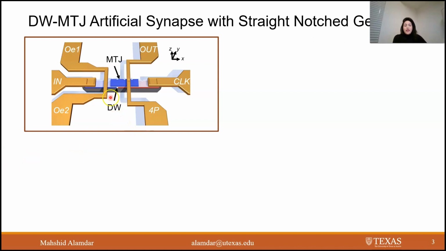As you see in this picture, the heavy metal ferromagnet oxide three-layer stack is patterned into a domain-wall track with a single long rectangular MTJ centered on top of the track. 5 lithographic notches are used to set the domain wall at specific positions along the magnetic domain wall track. The in and clock terminals are used to set the domain wall, drive the domain wall back and forth using spin orbit torque, and the Oersted line is used to electrically initialize the domain wall position. And the 4P and output terminals are used to measure the resistance states.